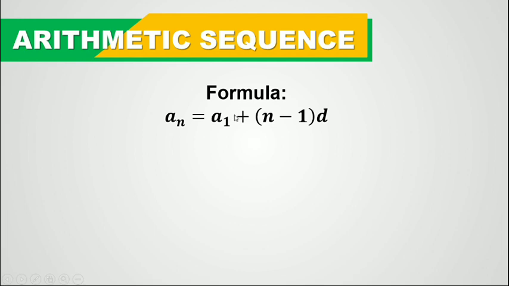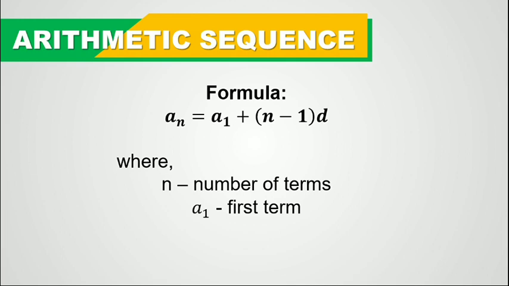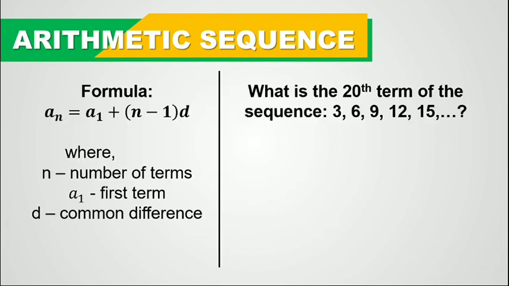The formula is a sub n equals a sub 1 plus n minus 1 times d, where n is the number of terms, a sub 1 is the first term, and d is the common difference. These are the things you must be familiar with in solving arithmetic sequence problems. So going back to our question, what is the 20th term of the sequence 3, 6, 9, 12? All we need to do is use the formula a sub n equals a sub 1 plus n minus 1 times d.